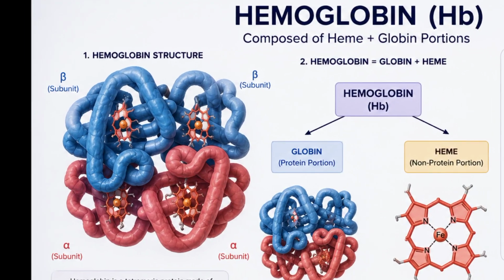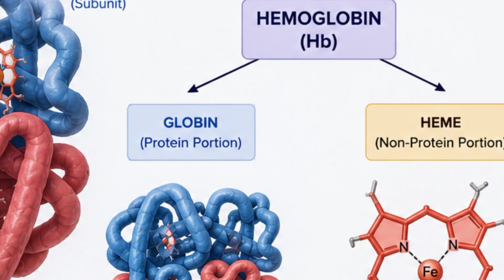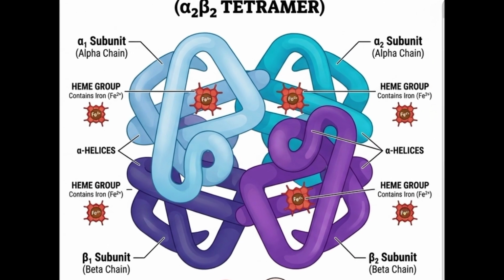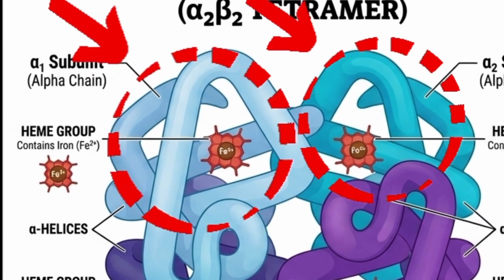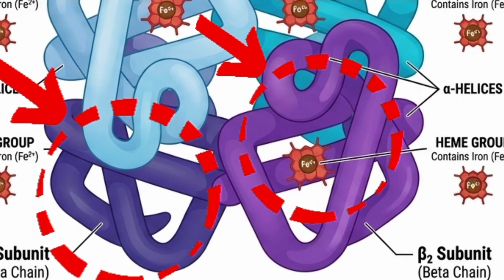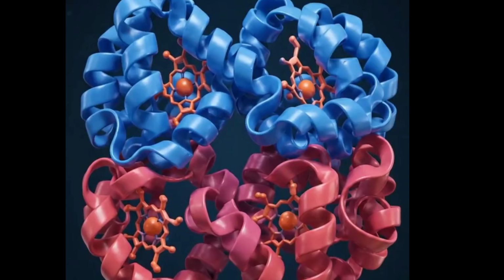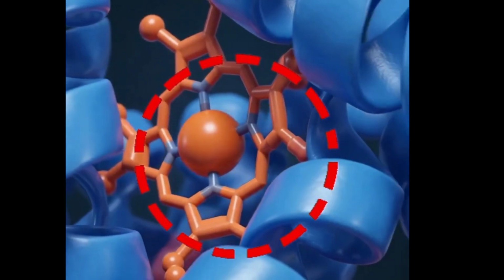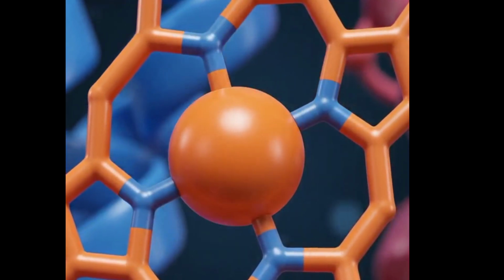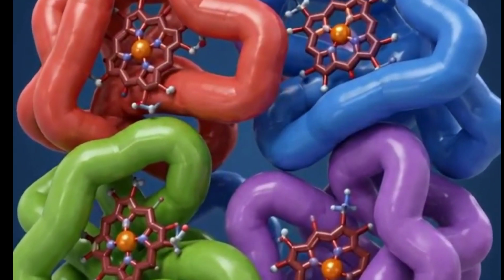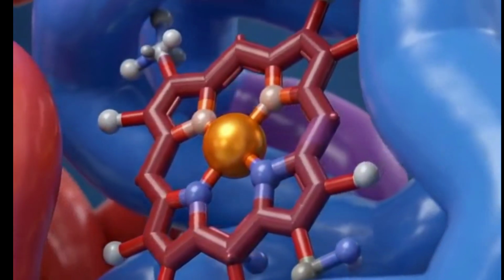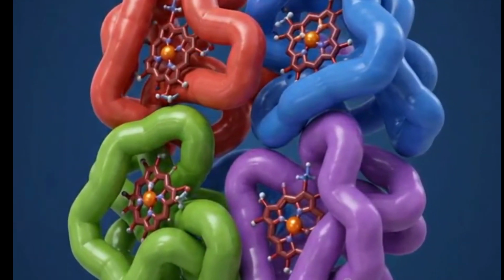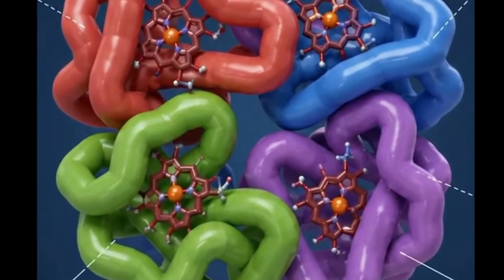Structure of hemoglobin. Hemoglobin is a complex protein composed of two main components, globin and heme. The globin portion consists of 4 protein chains, 2 alpha chains and 2 beta chains in normal adult hemoglobin. Attached to each globin chain is a heme group, which contains a central iron atom. Each iron atom can bind 1 oxygen molecule, allowing a single hemoglobin molecule to carry up to 4 oxygen molecules at the same time. This remarkable structure makes hemoglobin highly efficient at transporting oxygen throughout the body.